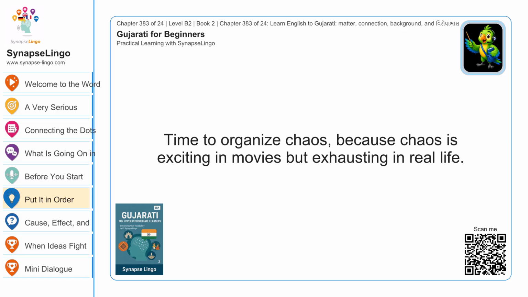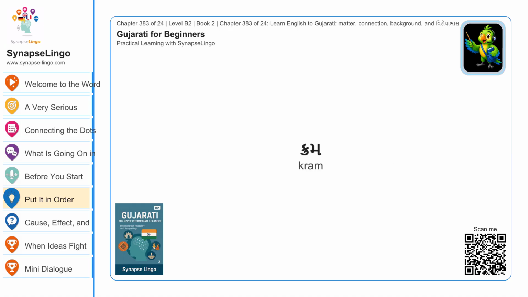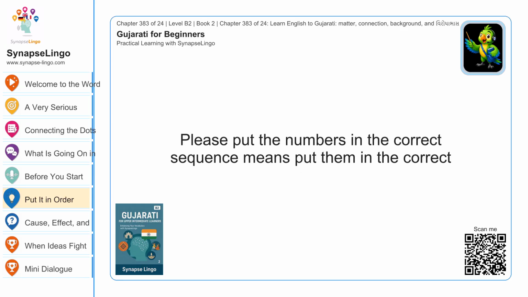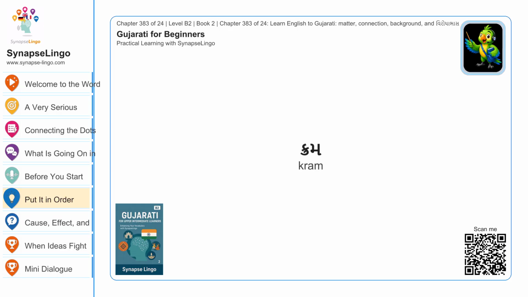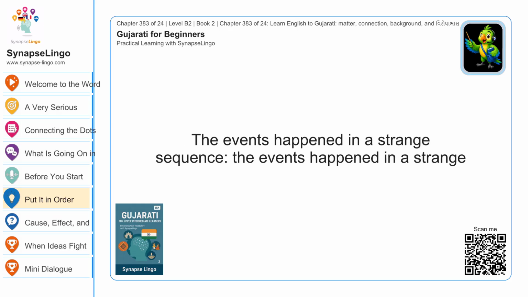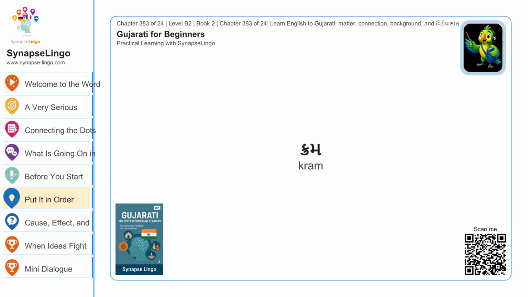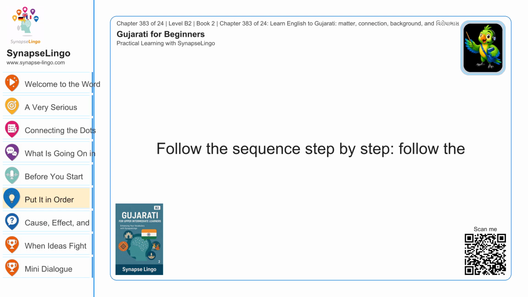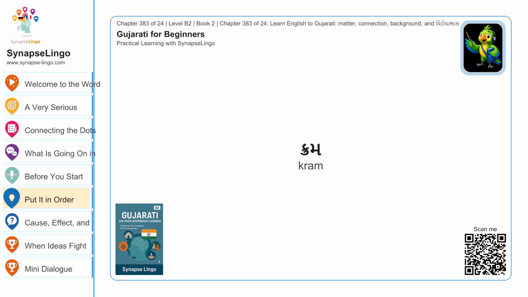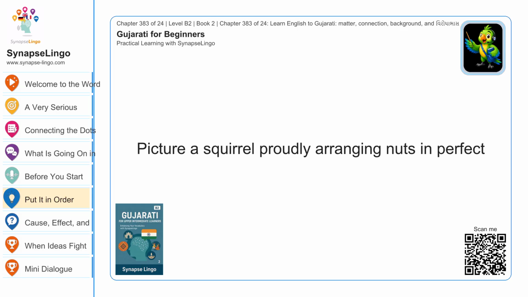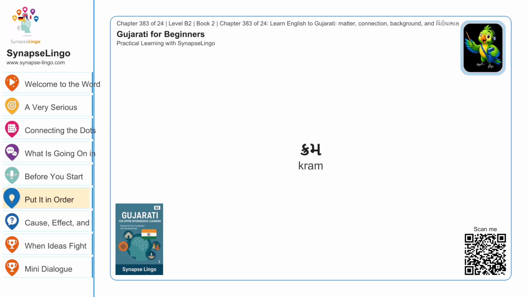Put it in order. Time to organize chaos, because chaos is exciting in movies but exhausting in real life. Sequence is ક્રમ. Please put the numbers in the correct sequence means put them in the correct ક્રમ. The events happened in a strange sequence. The events happened in a strange ક્રમ. Follow the sequence step by step. Follow the ક્રમ. Picture a squirrel proudly arranging nuts in perfect ક્રમ. Like a tiny forest accountant.